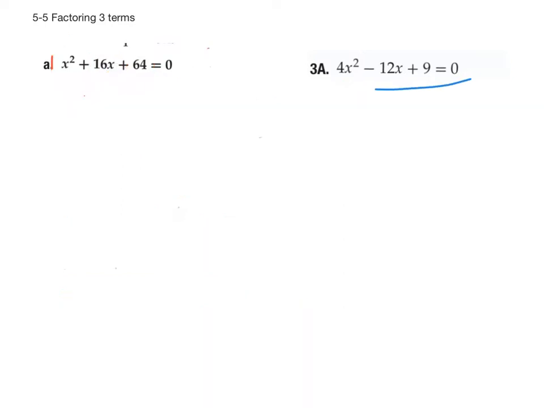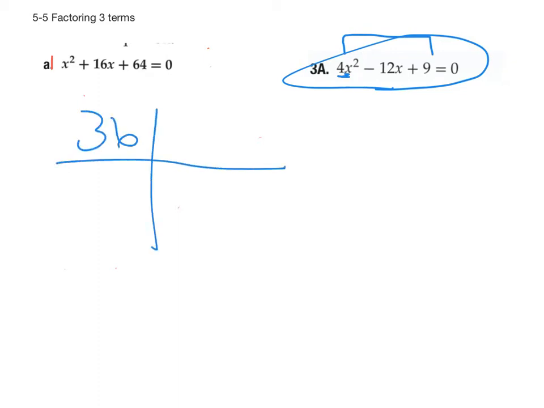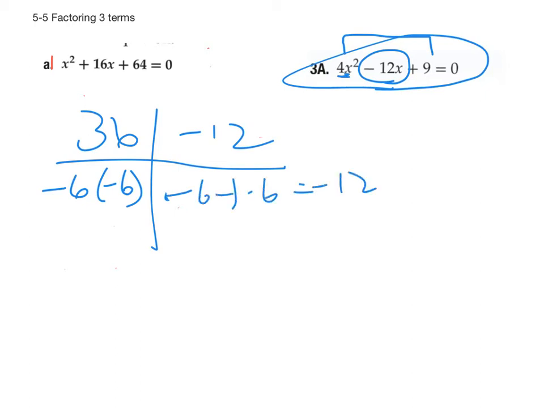To do this next type of trinomial, we have a coefficient in front. When we have a coefficient, we do the method we've done before, where we take 4 times 9, which is 36, and we have a negative 12 as the middle term. And so I want to know what numbers multiply to give 36 but add up to negative 12. In this case, it's a negative 6 and a negative 6, because negative 6 plus negative 6 gives us a negative 12.